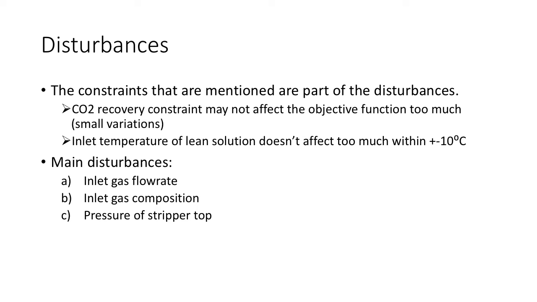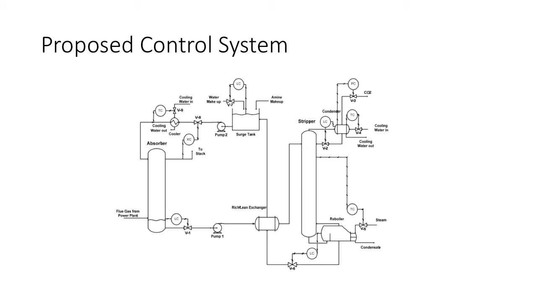However, small variations of carbon dioxide recovery and a 10 degrees Celsius difference of the lean solution temperature may not affect the objective function too much. Therefore, the main disturbances will be the composition and flow rate of the inlet flue gas and the pressure of the stripper top. For the proposed control system, 9 valves are used, which also indicates 9 degrees of freedom.